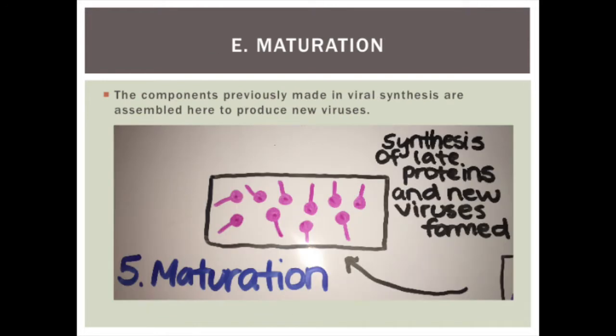For part E, or the 5th step, is maturation. And this is a pretty simple step. It's where all the components that were previously made in viral synthesis are assembled, and they produce the new viruses that will be released later on so that it can continue to infect the host.